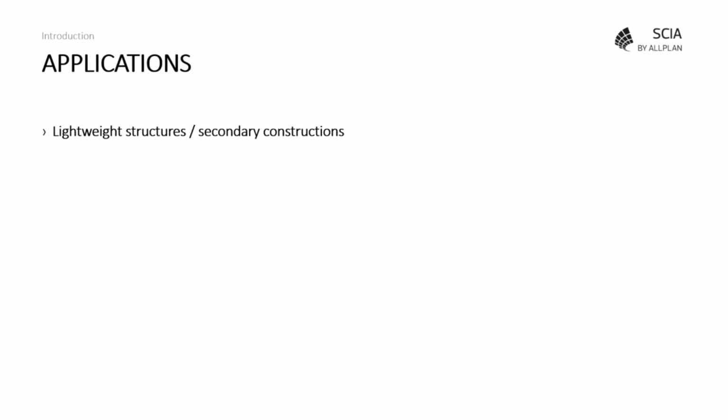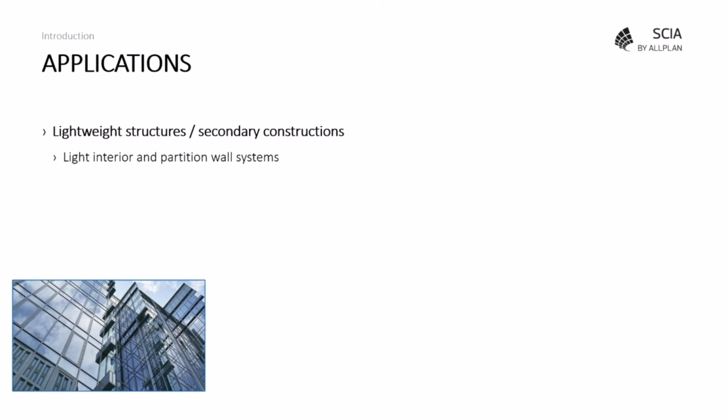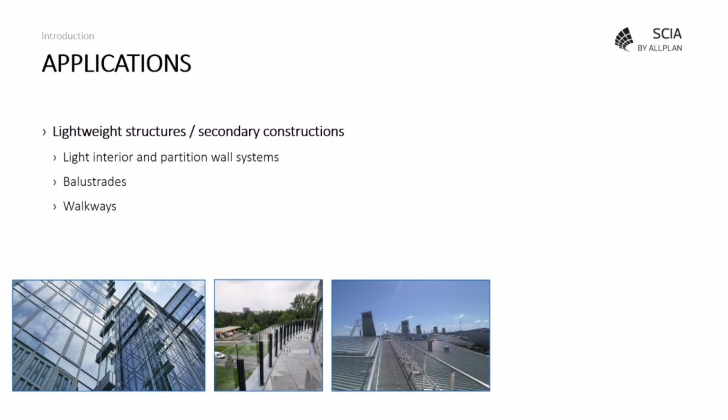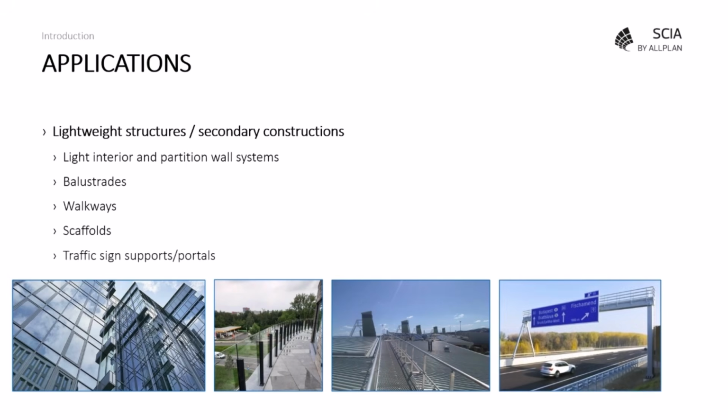When we look at some applications, we could split them roughly into two big groups. The first group would be the lightweight structures or secondary structures. And there some applications are the light wall systems or facades, the balustrades, walkways, scaffolds, or supports or portals, for example, for traffic signs.